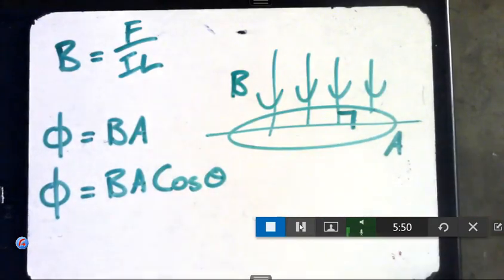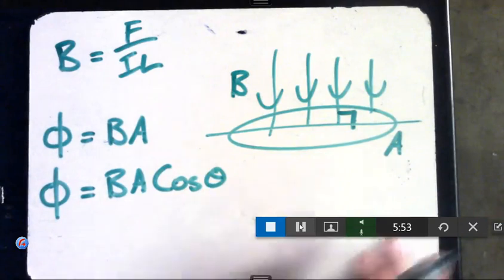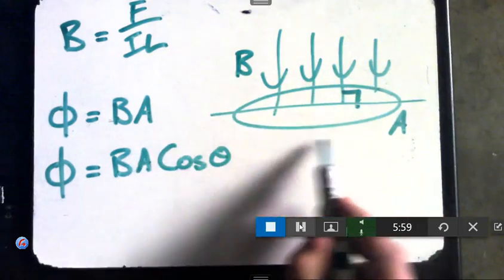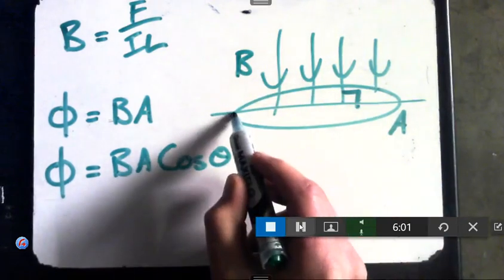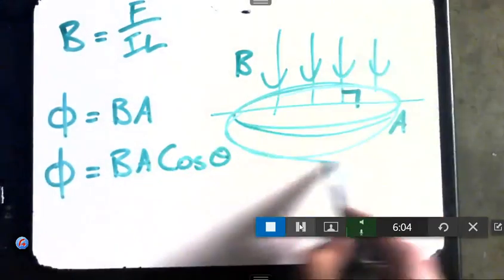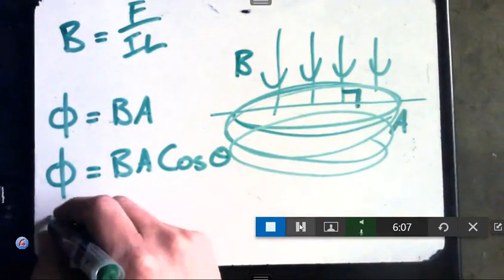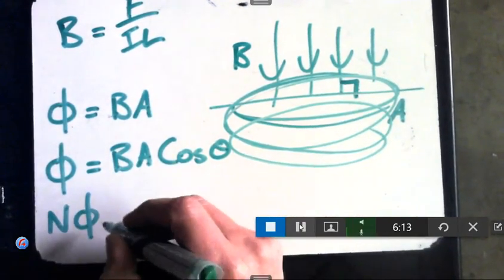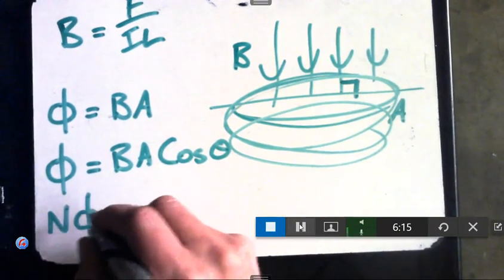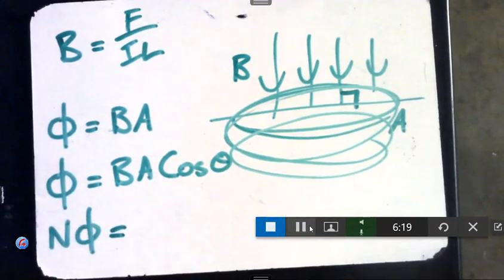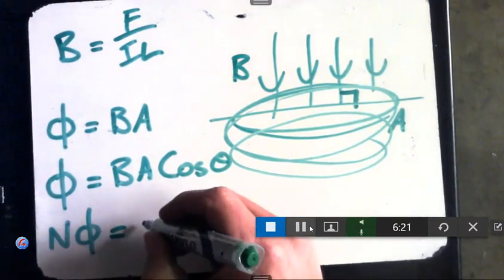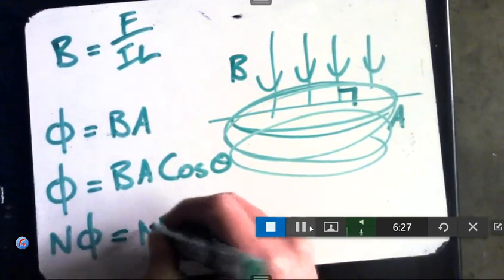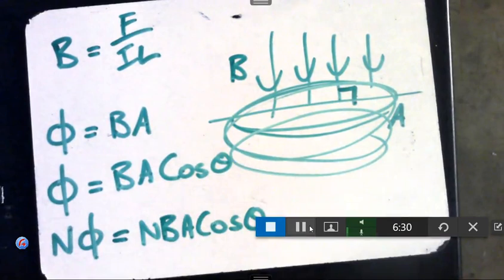Okay, and then we get the magnetic flux linkage. Magnetic flux is through one loop. But the moment we have multiple loops, we multiply the number of loops by the magnetic flux, and that we call the magnetic flux linkage. So to calculate the magnetic flux linkage, we take the same formula, BA cos theta, and we multiply it by the number of coils.